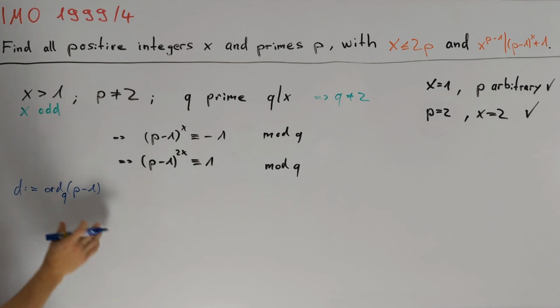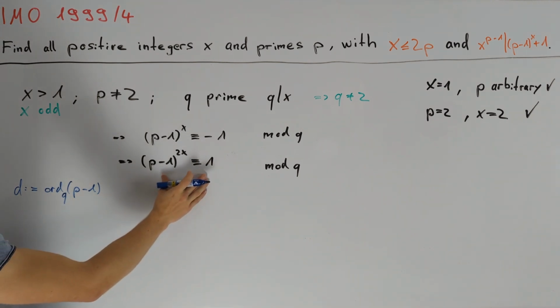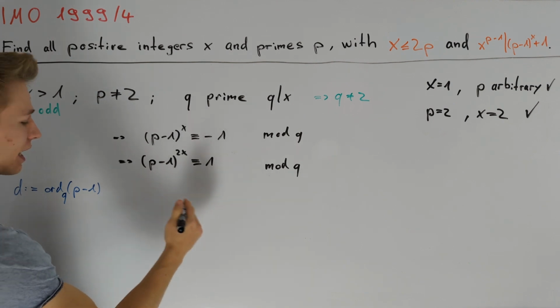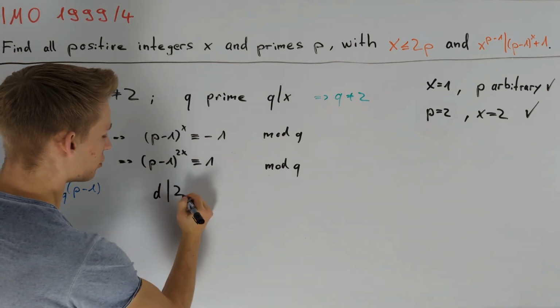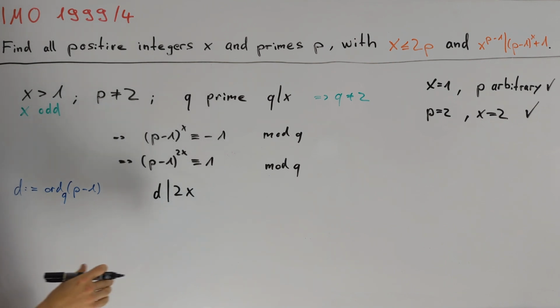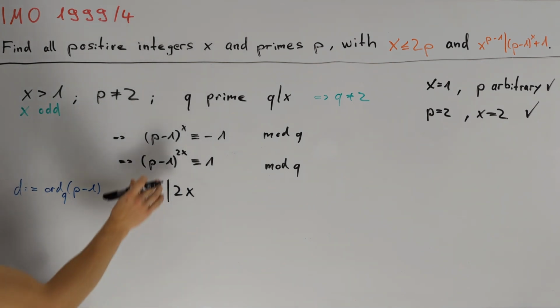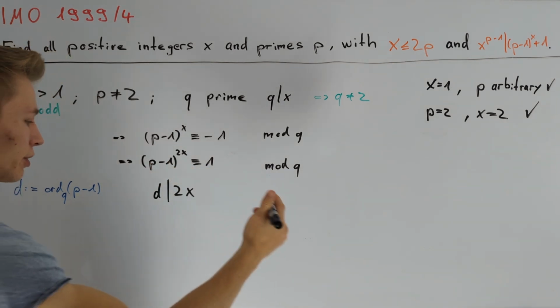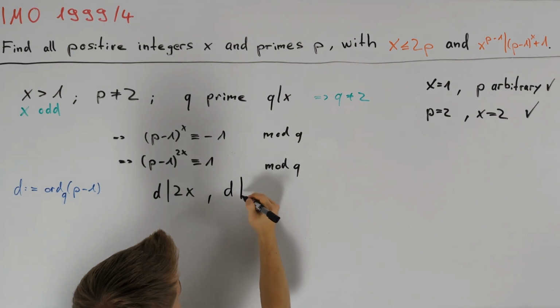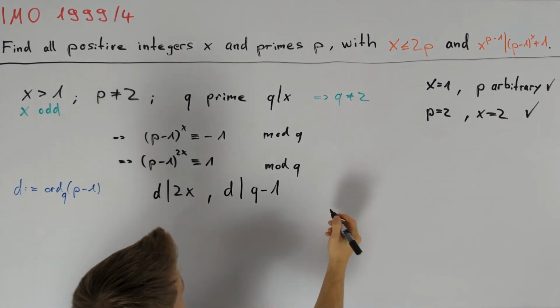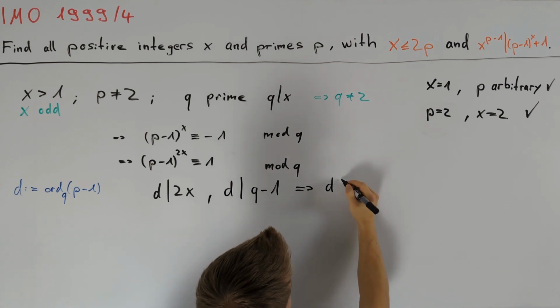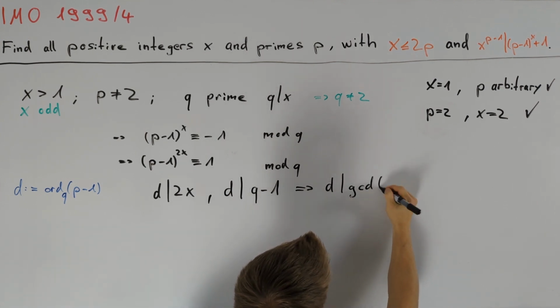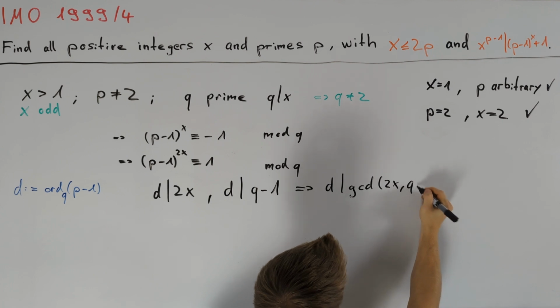Here I want to note that the order is only defined if q is not a divisor of p minus 1. But from this equation, we see that this is indeed true. Using this equation, we get that d must divide 2 times x. Moreover, we know by Fermat's little theorem that (p minus 1) to the power of q minus 1 is also congruent to 1 modulo q. So we also have that d must divide q minus 1, and in conclusion we get that d divides the greatest common divisor of 2x and q minus 1.